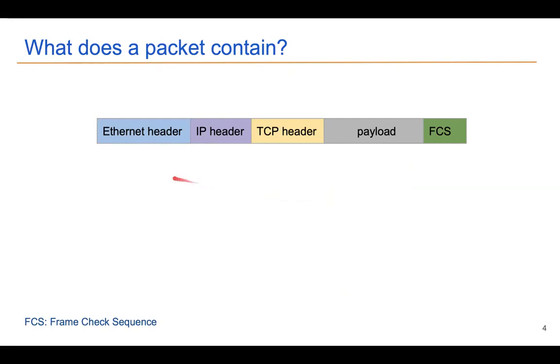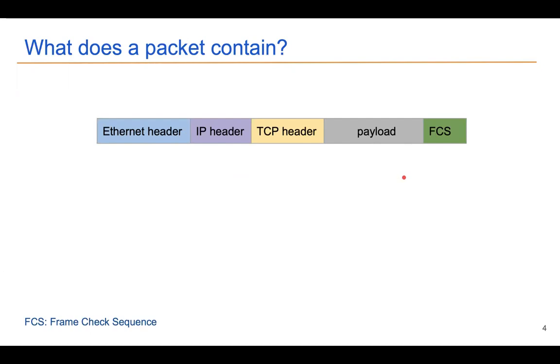You can see an example TCP packet here. It consists of an Ethernet header, IP header, TCP header, application data, and the Ethernet frame checksum. The checksum allows us to detect whether the packet has arrived correctly or has been corrupted on the way within the network.